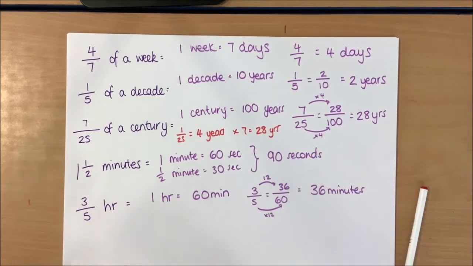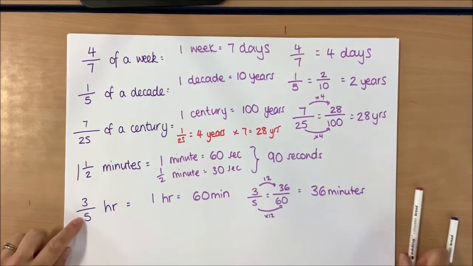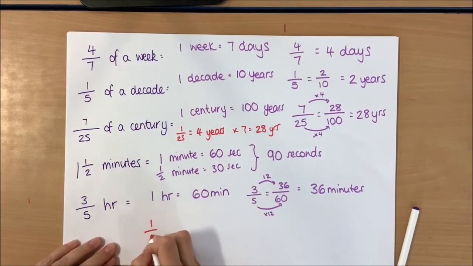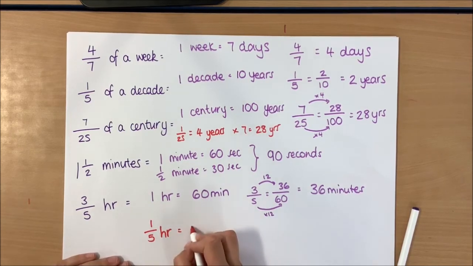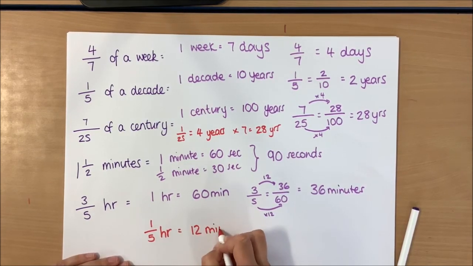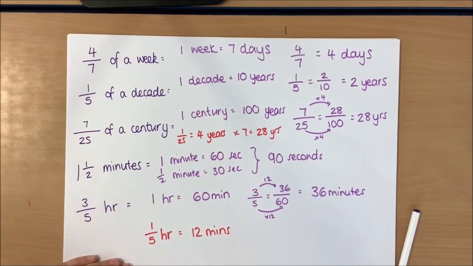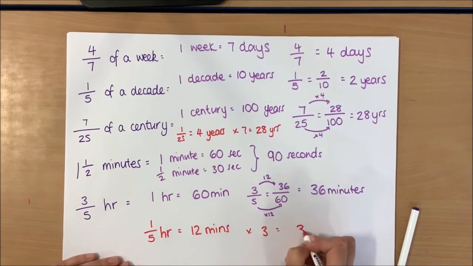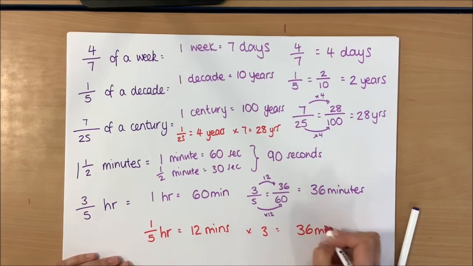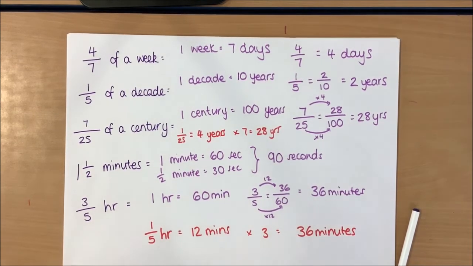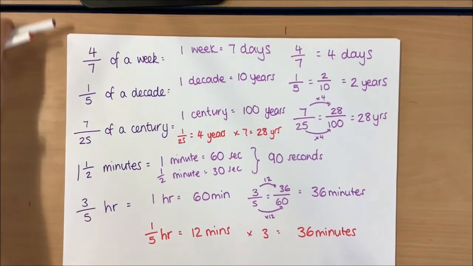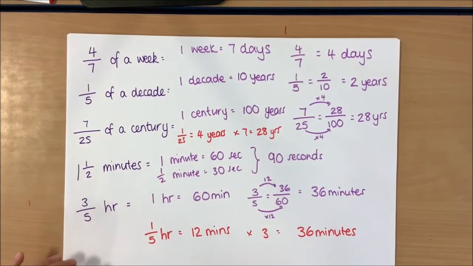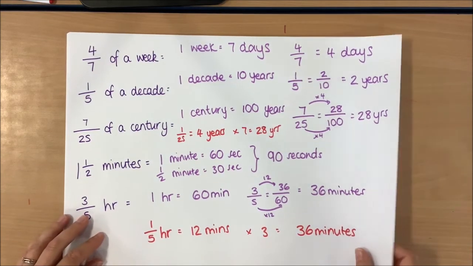And just doing it the other way, we can work out 1/5 of an hour first. So remember, 1/5 is just dividing it into 5 equal pieces. So 60 divided by 5 is 12 minutes. And then we could just times it by 3 to get the 3/5. Gives us 36 minutes. So either of those methods is fine, or you could do a bar model to help you, or you could draw something to help you. Absolutely fine.